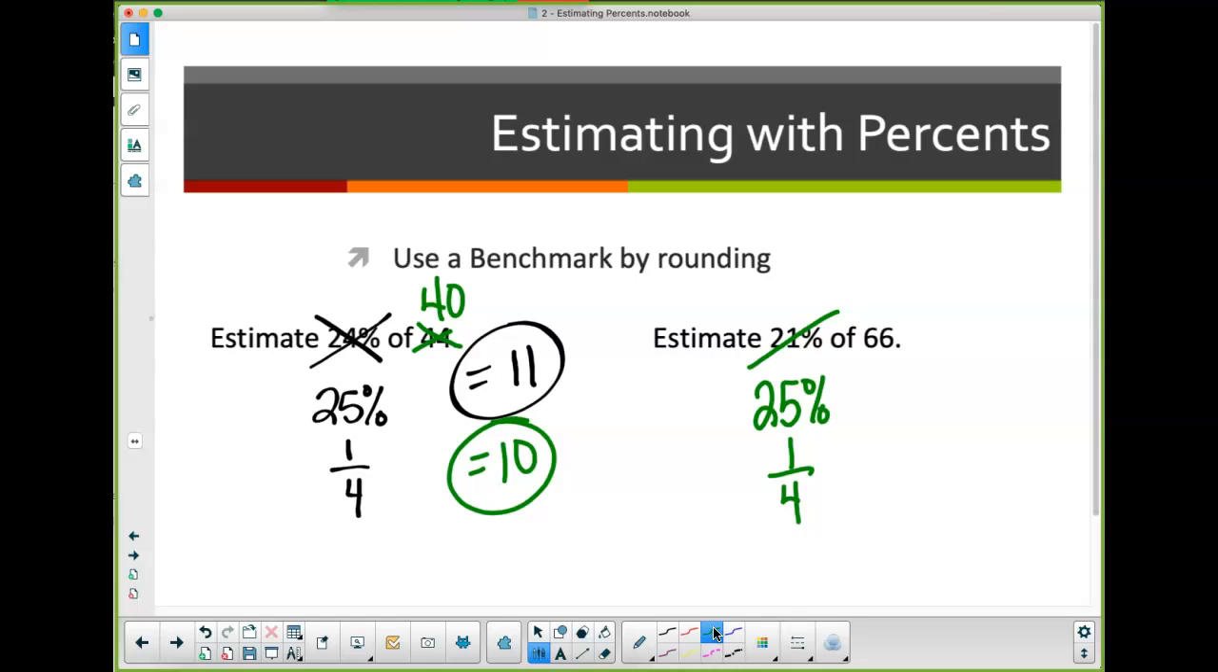Can we divide 60 by 4? Or think about this, you guys. Dividing by 4 is like half and half again. What's half of 60? What's half of 60, everyone? 30. What's half of 30? 15. Was that easy to do in our head?